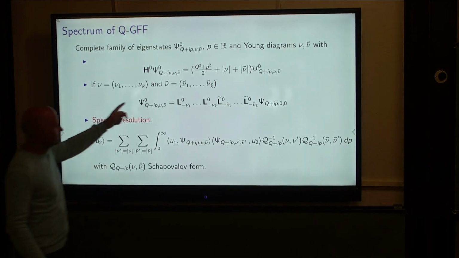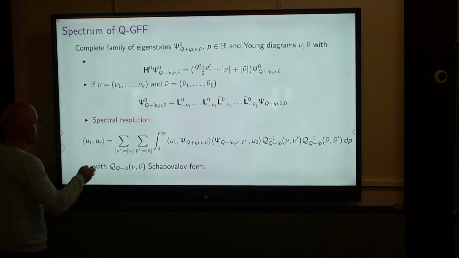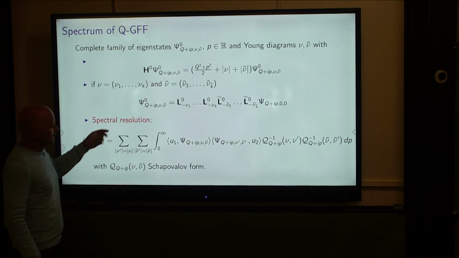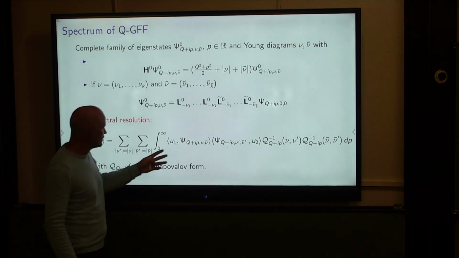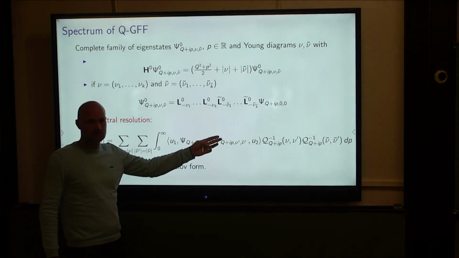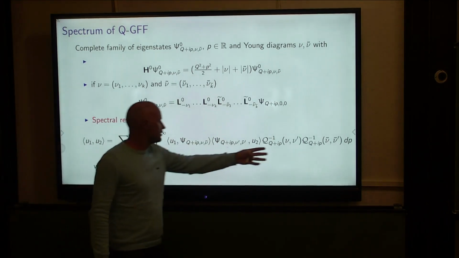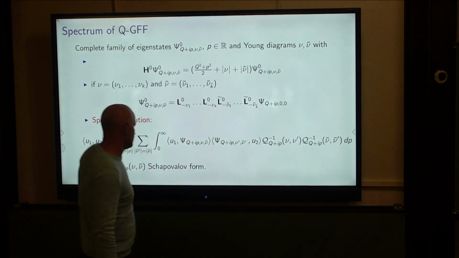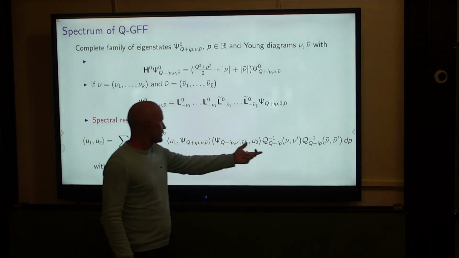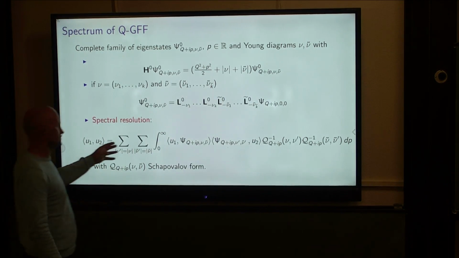And so these Young diagrams encode which generators you take to apply on this highest weight state. So this family is a complete family of eigenstates for this QGFF Hamiltonian. And they give you also a spectral resolution. The difference now is that these states are not orthogonal. Okay? So you have Gram-Schmidt coefficients in your spectral resolution. You can compute them. It's not that explicit, but still they have a definition. And they form what is called the Shapovalov form. It's just the Gram-Schmidt coefficients of this baby. Okay? So you have this spectral resolution.